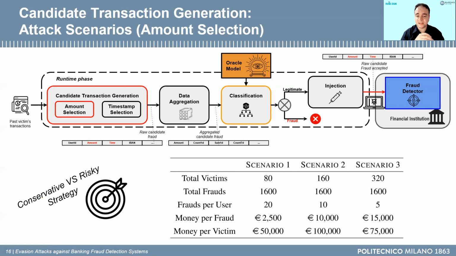In the second scenario, instead, the goal of the attacker is to execute fewer transactions, 10, with an amount of 10,000 euros. Therefore, in this case, you are executing fewer transactions with a medium-high amount. Finally, in the last scenario, the goal of the attacker is to try to execute few transactions with a high amount in order to steal as much money as possible. In particular, in our scenario, the attacker tries to execute 5 transactions per user with an amount of 15,000 euros.